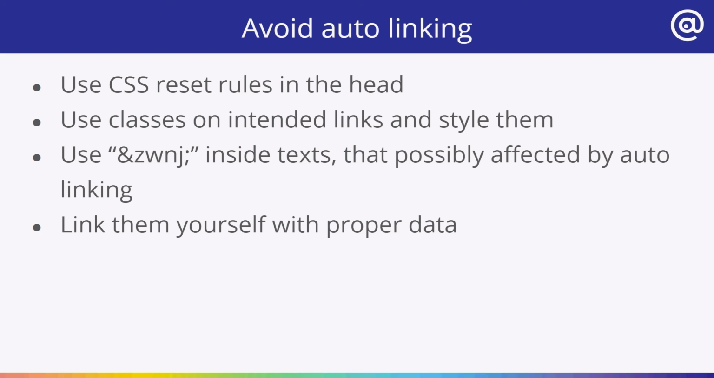And there is another trick. You can use zero-width non-joiners inside text that is possibly affected by auto-linking. With this hack, you can trick the processor to miss your content, so it won't recognize it as an item for linking, and you can link them yourself with proper data, with styling that you can define yourself. So you can find an example for that in the repository too.